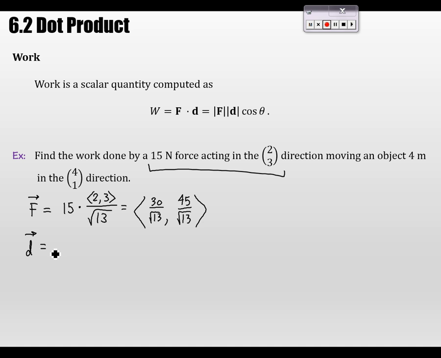Okay, and then let's do the same thing with the displacement vector. What are we doing? 4 meters in the 4, 1 direction. Again, there's nothing sacred about that 4, 1 vector. We're going to strip it of its magnitude now, divided by root 17. So our displacement vector will be 16 over root 17, comma 4 over root 17. And then if you want the work, then you dot these two.